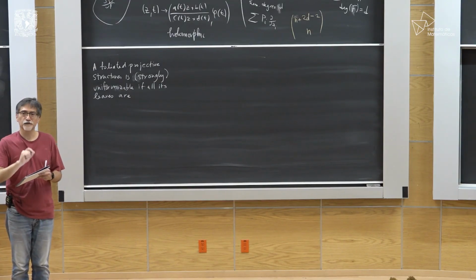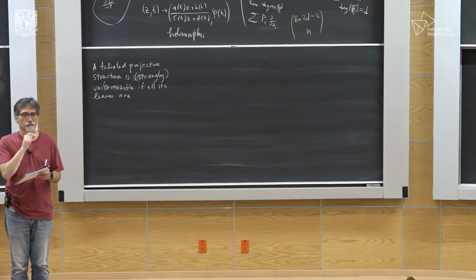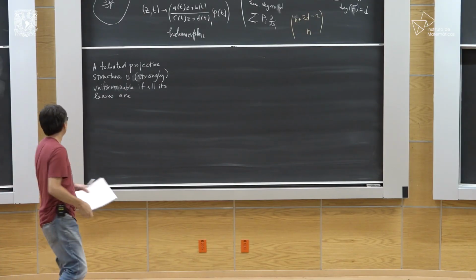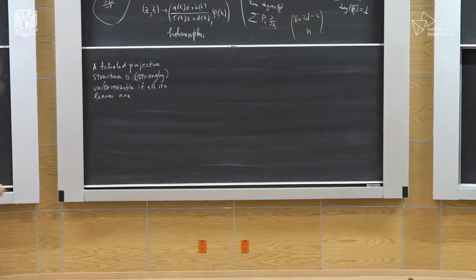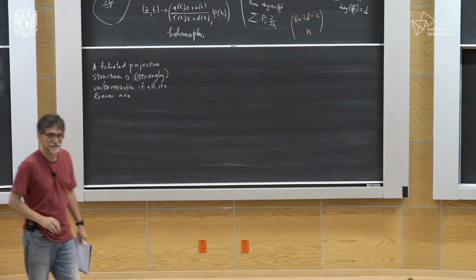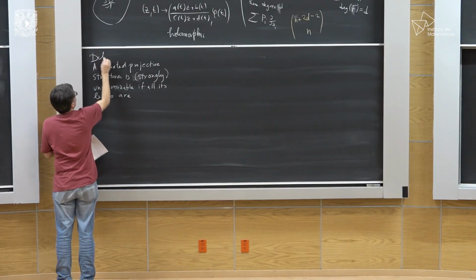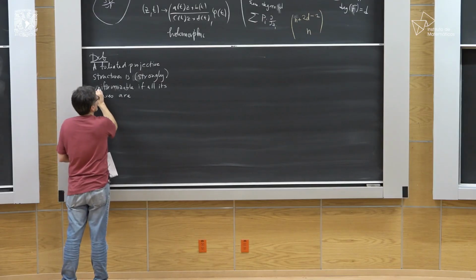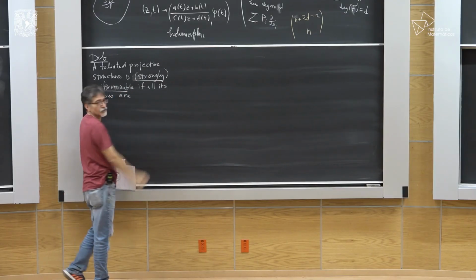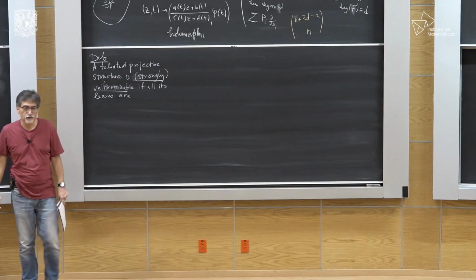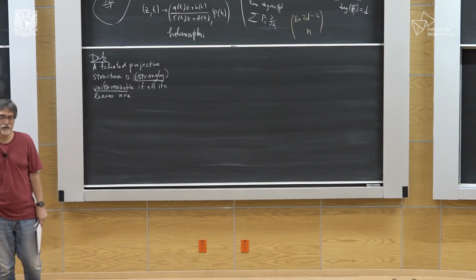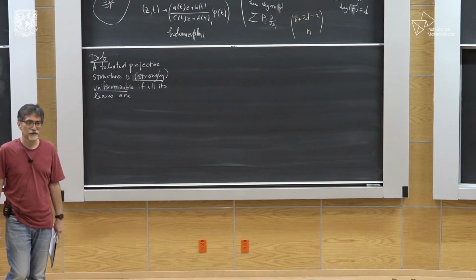Is it clear? This is the theorem. So this is a theorem by Alcides. I'm not, so there's no theorem yet. So this is the definition. I'm telling you what a uniformizable or strongly uniformizable foliated projective structure is. So that's the definition.